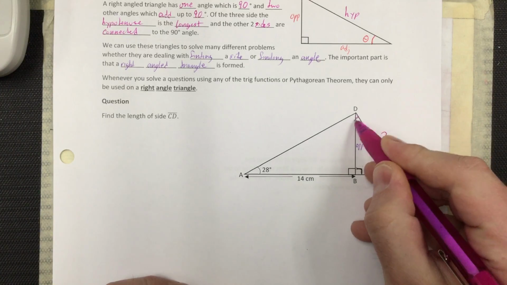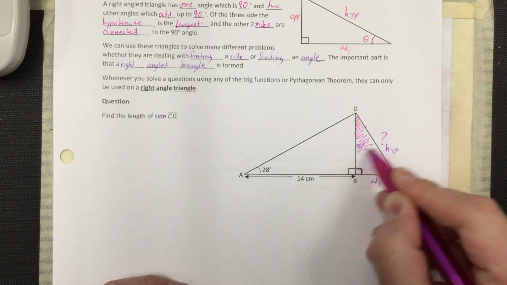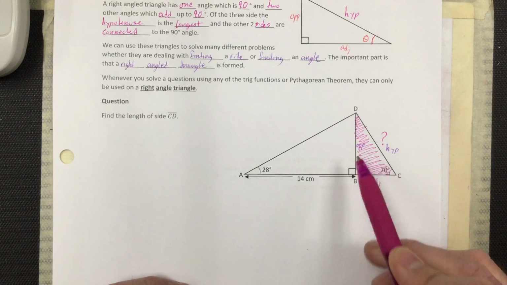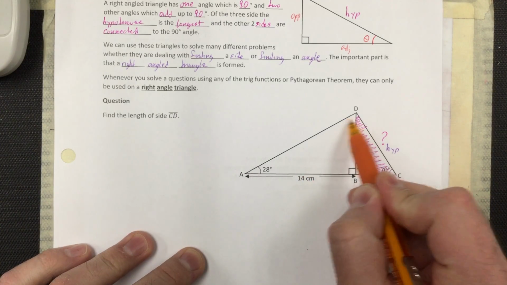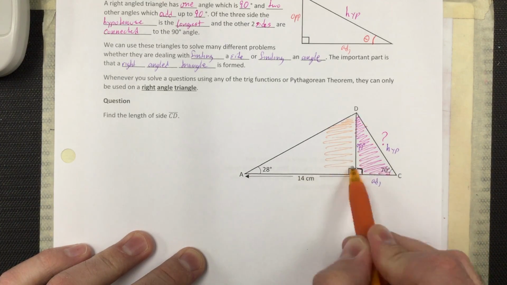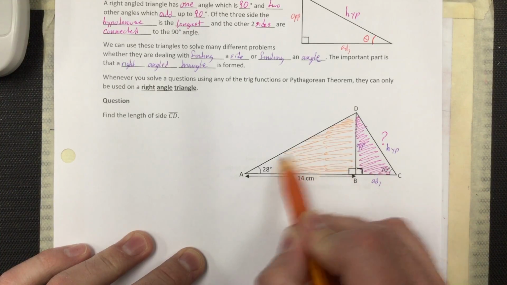I'm going to color in this triangle with pink, just to represent that this is one of our triangles. So that's our opposite side of that triangle. We want to try to find that, and right now we just can't. We have another triangle here. I'm going to shade this one in orange. It's a bit bigger. I think we can handle that.